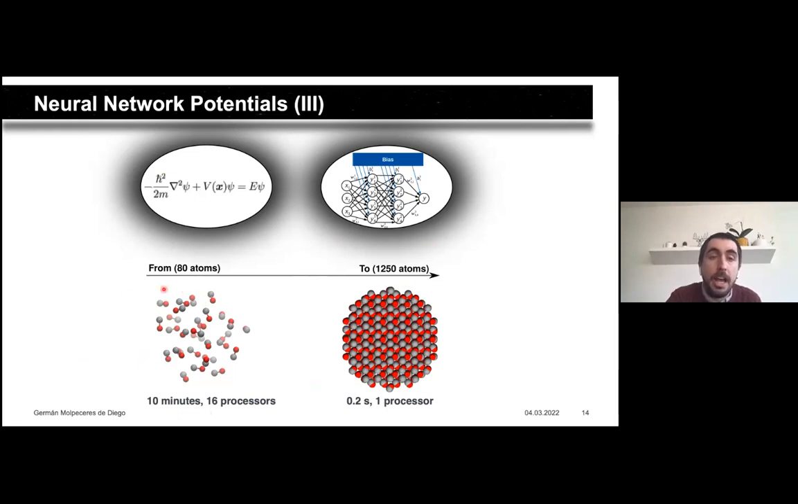So for example, here we have that it takes tens of minutes to calculate the energy and forces of systems of 80 atoms, versus the time that it takes to calculate energies and forces of a system of several thousand, well, in this case, 1,200 atoms in one processor. And in particular, this is taken as time measures using a laptop computer. So we really can afford very expensive calculations once we have these kind of methods available.